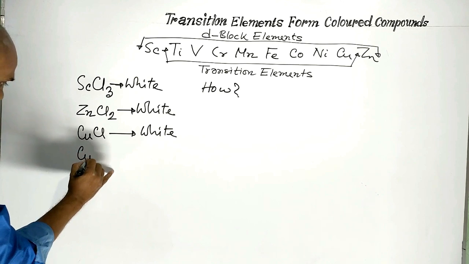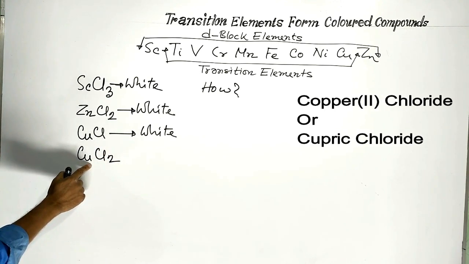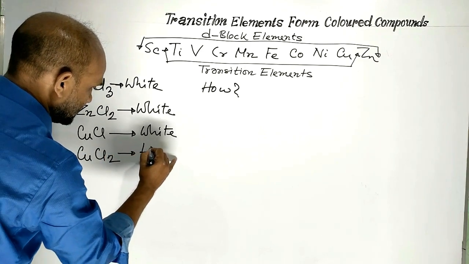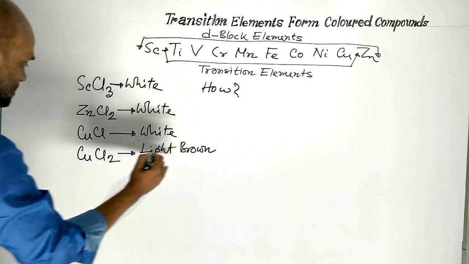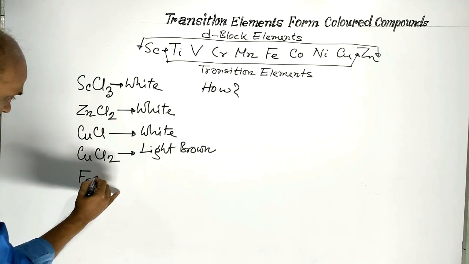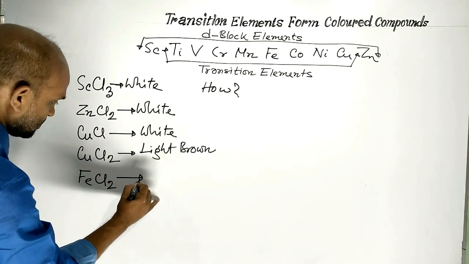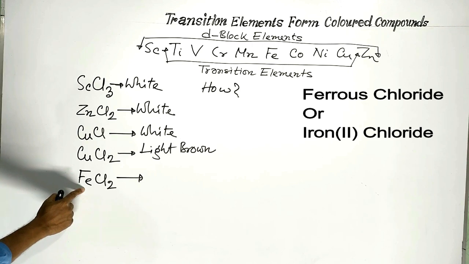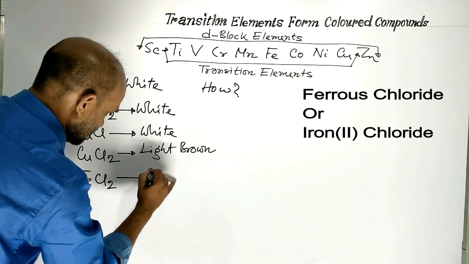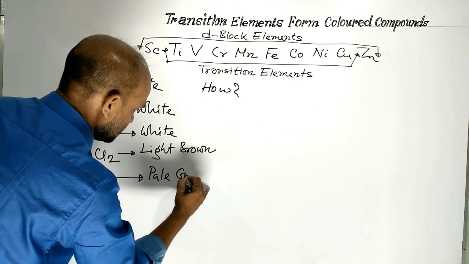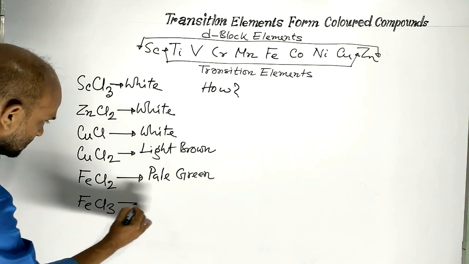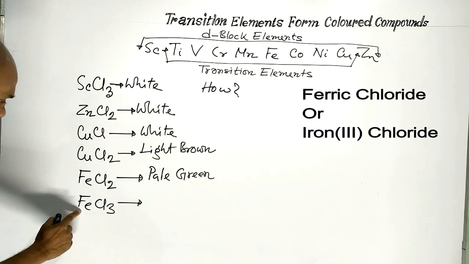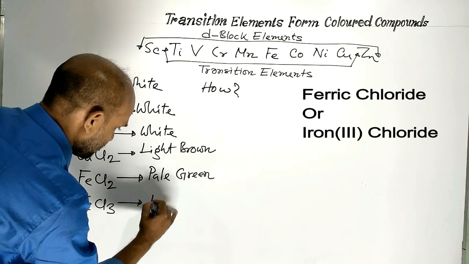Then copper 2 chloride or cupric chloride. This is light brown. Then ferrous chloride or iron 2 chloride. This is pale green. Ferric chloride or iron 3 chloride, which is brown in color.